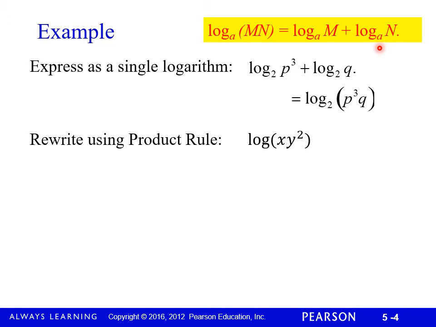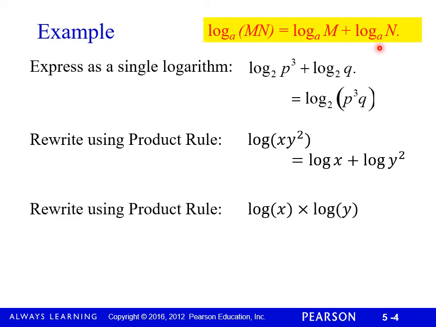Rewrite this using the product rule. The log of x y squared is simply equal to the sum of the logs of the factors. Here we have two factors, x and y squared. So we have the log of x plus the log of y squared. Here we have the log of x times the log of y. You might think this is the log of x plus log of y, or you might think this is the log of xy. Neither. This cannot be simplified.